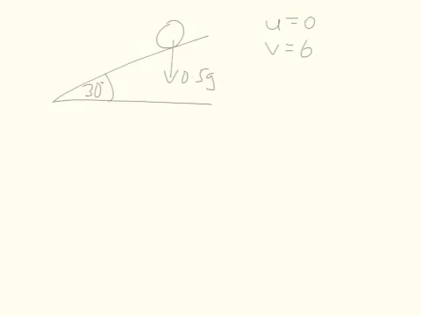So let's consider that in more detail. Suppose we've got a particle which is sliding down a smooth plane which is inclined at 30 degrees to the horizontal. Suppose the particle starts at rest, and after a certain time it's got a speed of 6 meters per second. What is the distance that the particle travels before it gets to 6 meters per second?